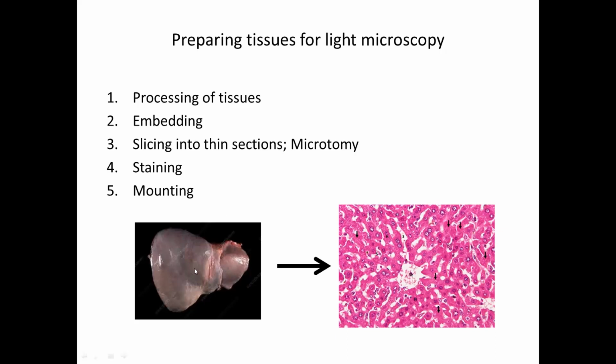So if you take a liver tissue, which looks like this, you cut a small piece out of it and you process it, stain it, mount it, and look at it through the light microscope. This is what you will see. So you will learn in brief how a tissue of any sort, soft tissue, can be converted into a histological slide.